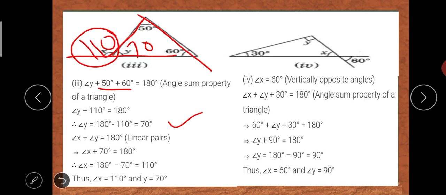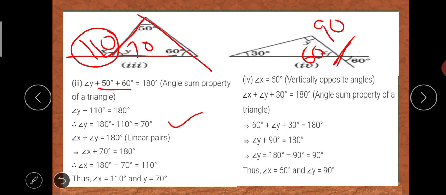Here one measurement given 30, value of y given that is 90 degree. Okay, it is a right angle shown here, and x we have to find. Now with the help of the vertical opposite angle, we know that the value of x will be 60. Okay, because here exterior they show that 60 degree. This one angle is what? Vertical opposite angle. Now y is showing a right angle, that means its measurement is 90.